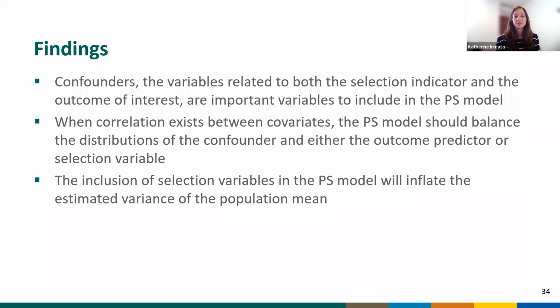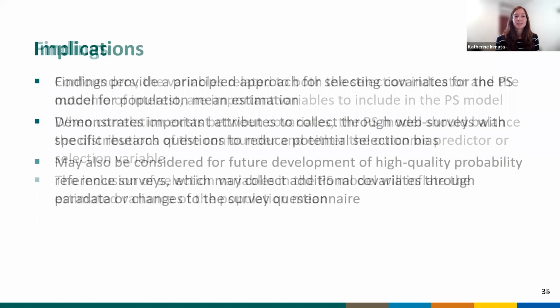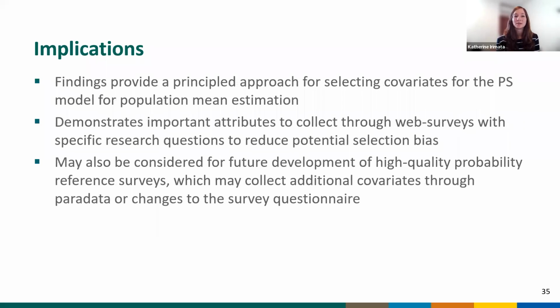And just generally, the inclusion of selection variables, so variables that are only related to whether or not someone's participating in the survey, is going to inflate your variance of your population mean. And this has a few important implications. So the findings, first of all, provide a principled approach for selecting covariates for the propensity score model for estimating your population mean. So rather than including all the variables or just selecting certain demographic variables or other selection methods, we're really assessing covariates based on their type and their association in the data to select that way.